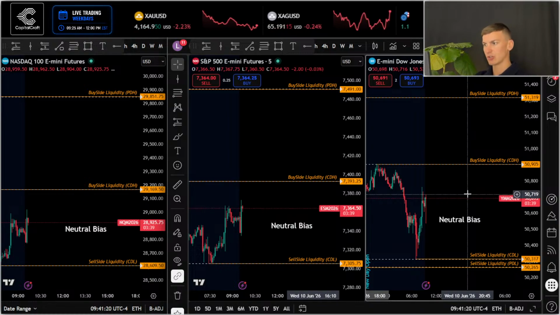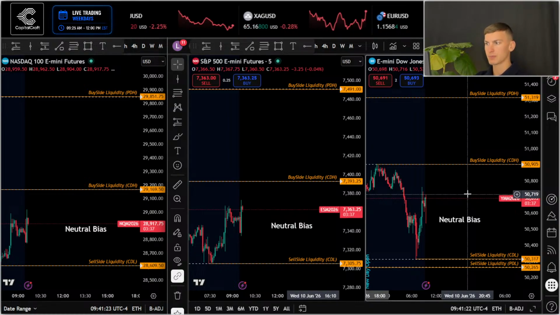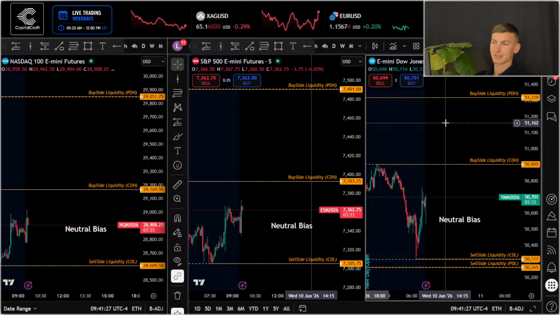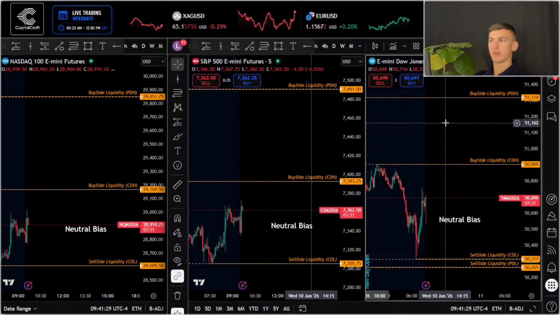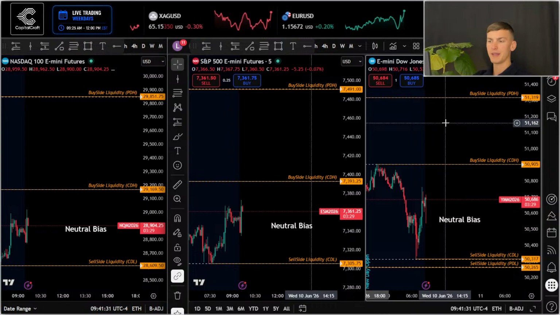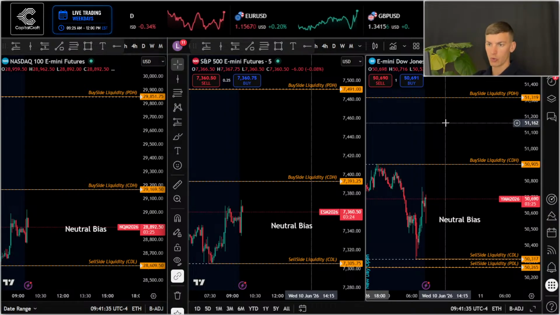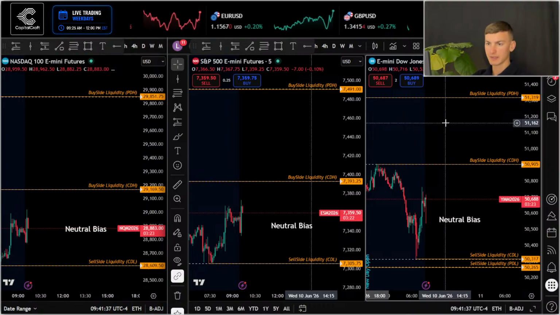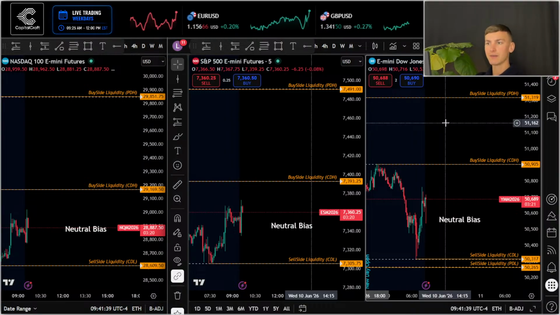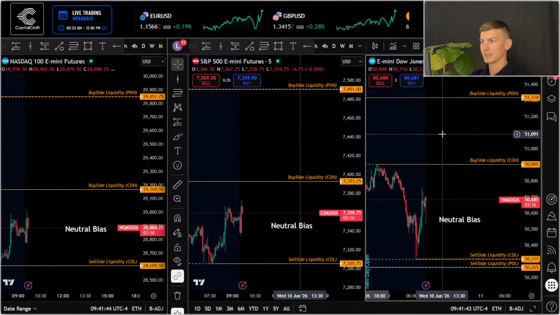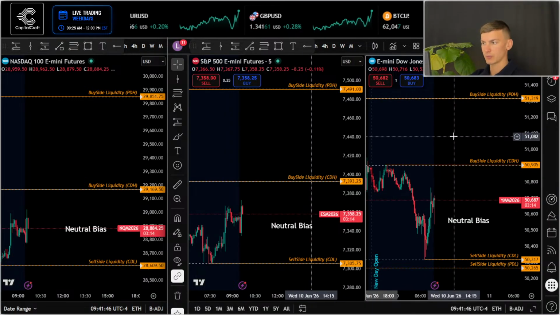That would essentially give us a good reason to want to go long on this pair, targeting either the form of current day high. But like I said, since we still have previous day high open on every single one of our indices, that is my major draw on liquidity today. I repeat, either previous day high or previous day low is the draw on liquidity for today.